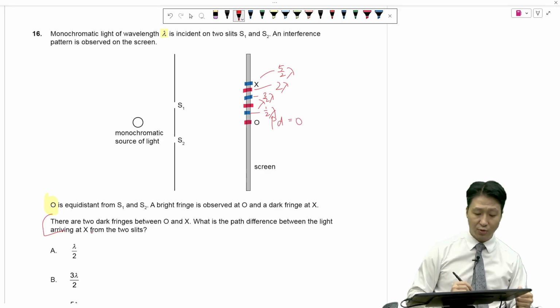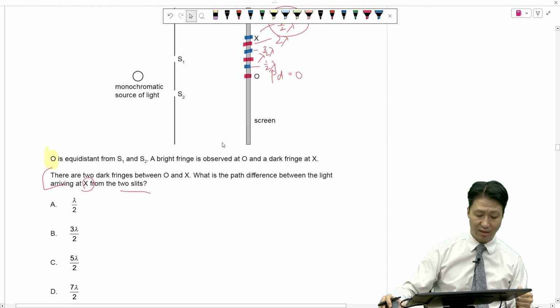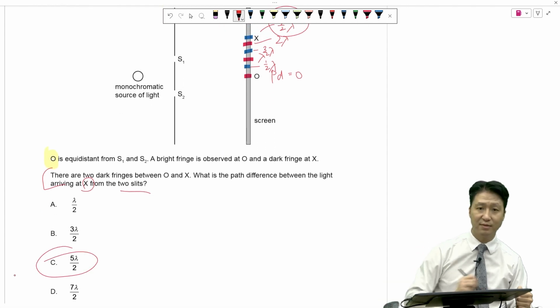Finally, the question is, there are two dark fringes between O and X. What is the path difference between the light arriving at X from the two slits? At X, the path difference is 5/2 lambda. Your answer must be C.